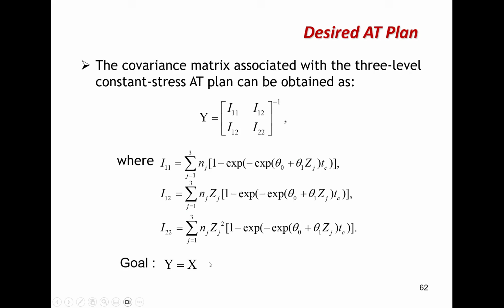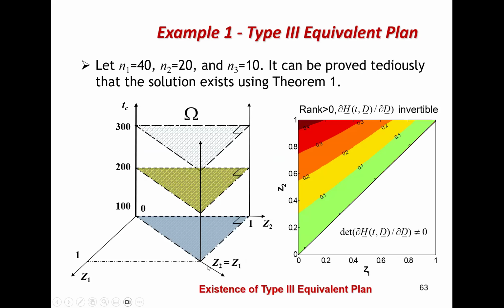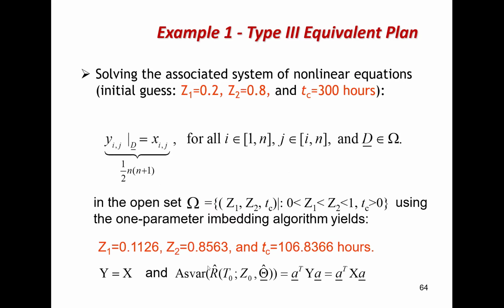The goal is to make the two variance covariance matrices the same. Through a tedious proof, we show that the solution exists based on theorem number 1. Since it exists, we then use the one-parameter embedding method to solve it. We solve the associated system of nonlinear equations with these initial guesses, and the final solution is the following, here, the second line in red. So we can show that the variance covariance matrices are exactly the same, so the objective function will be the same. In other words, we use another alternative testing plan that can generate the same estimation precision as expected.